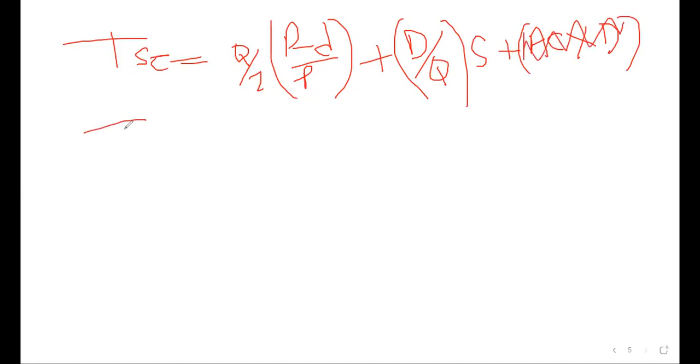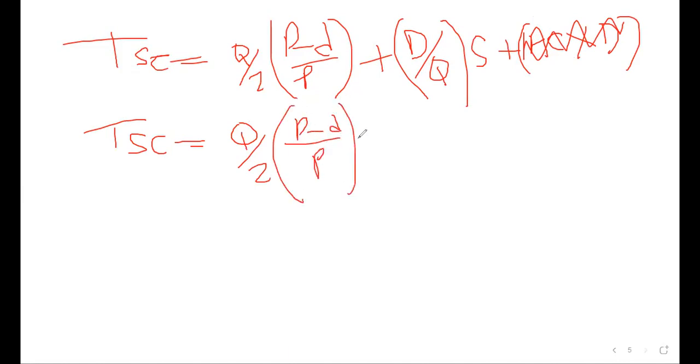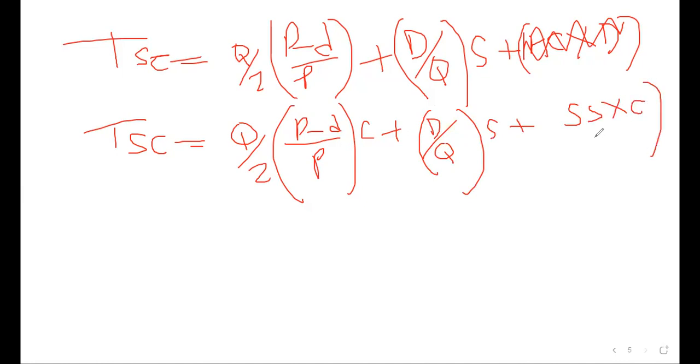Our total stocking cost is equal to annual carrying, which is Q over 2, then (P minus D) over P, then by C, then plus D over Q times S, then plus the safety stock multiplied by carrying cost per unit. So this is about what goes on.